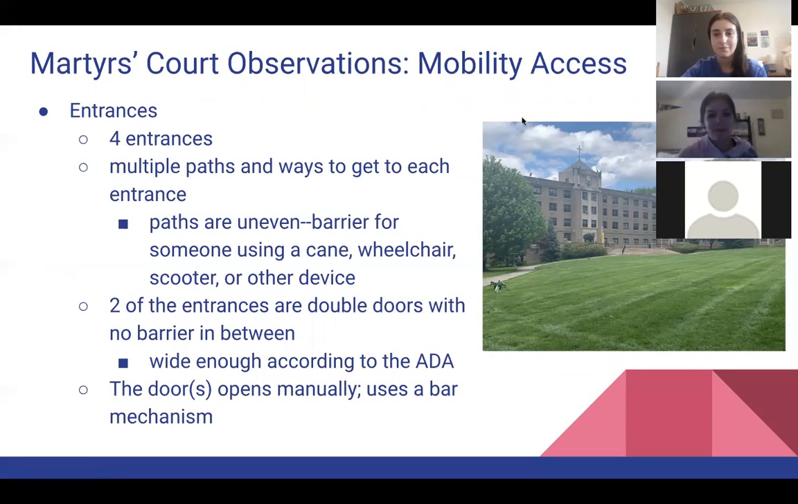So now we're going to talk about mobility access in Martyrs Court. We'll start with the entrances. There's four entrances. There's multiple paths, different sides of the building. It's a very large building that you could enter.